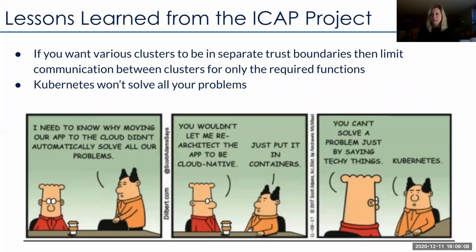If you have a big system in Kubernetes full of pods and clusters, make sure that you make your threat model, put them in separate trust boundaries, and see which pods can trust each other. And just remember, Kubernetes will not solve all your problems. Just because it's a cool techie word doesn't mean it will make everything go away.